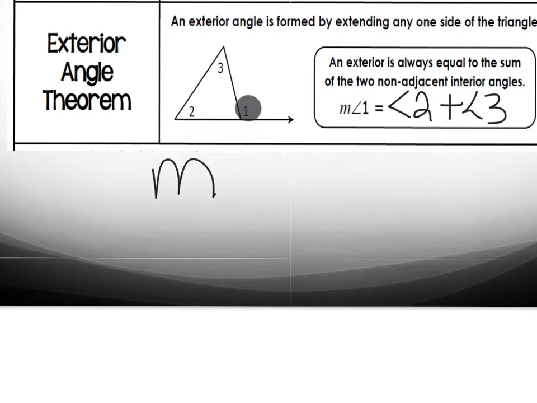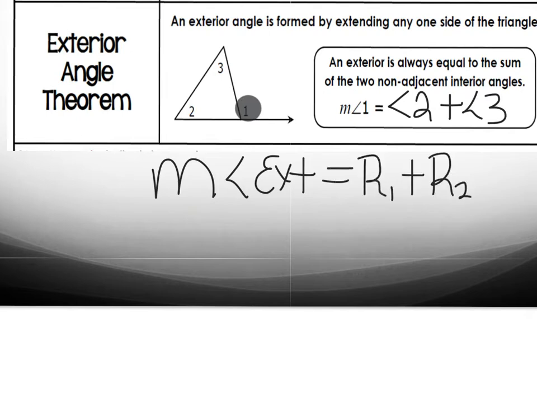I like to say the measure of the exterior angle is equal to the remote angles. In other words, those are the angles that are not close to the exterior angle. So in this case, here's angle 1, and right next to angle 1 is this angle right here, which we don't have a number for. And the remote angles would be angle 2 and angle 3. So that's our second theorem.